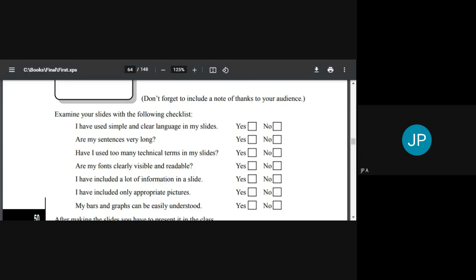I have included a lot of information in a slide. Too much information, what happens? It looks like a textbook.